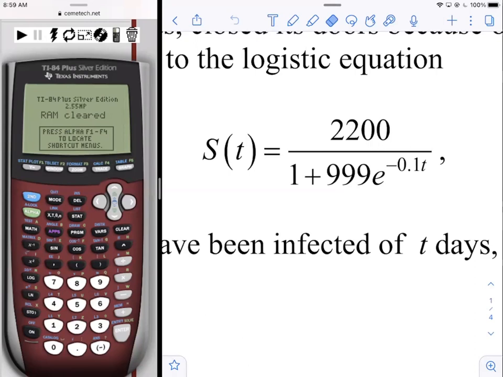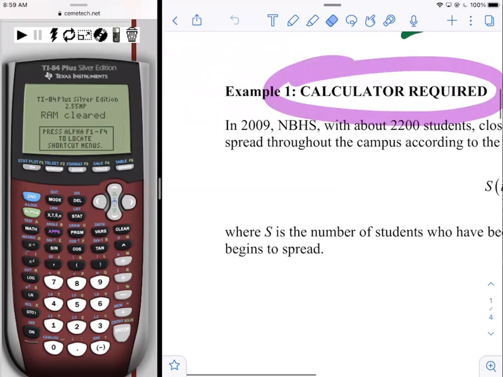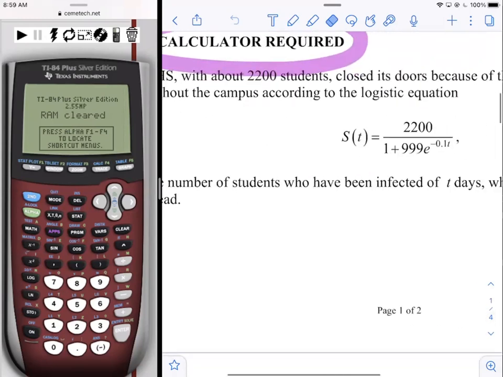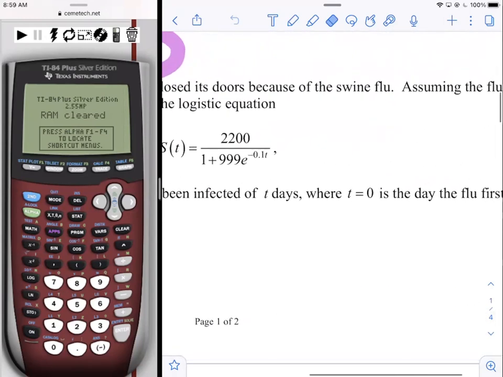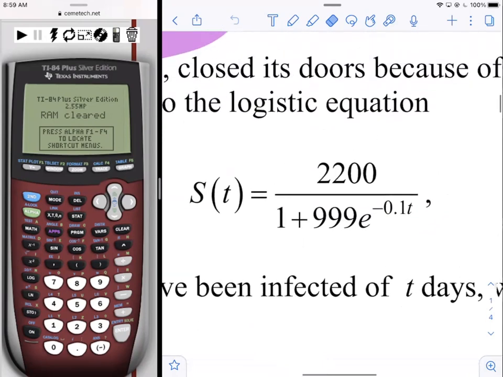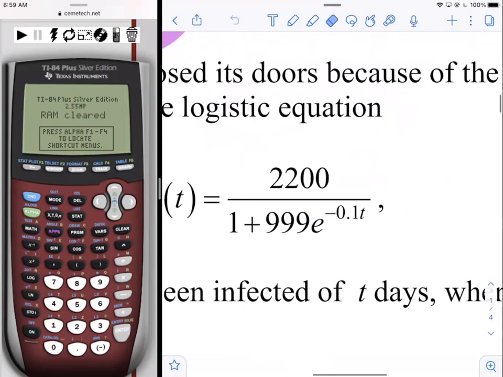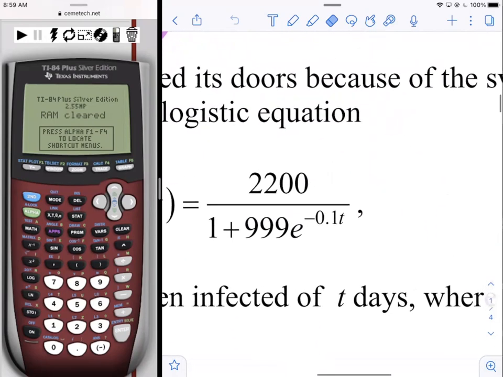T is our independent variable. That is time. And I think it says up here or down below here, S is the number of students and T is in days. So we do have units. But the characteristic here on the right side is you have your limit to growth in the numerator. Remember, we said that yesterday.